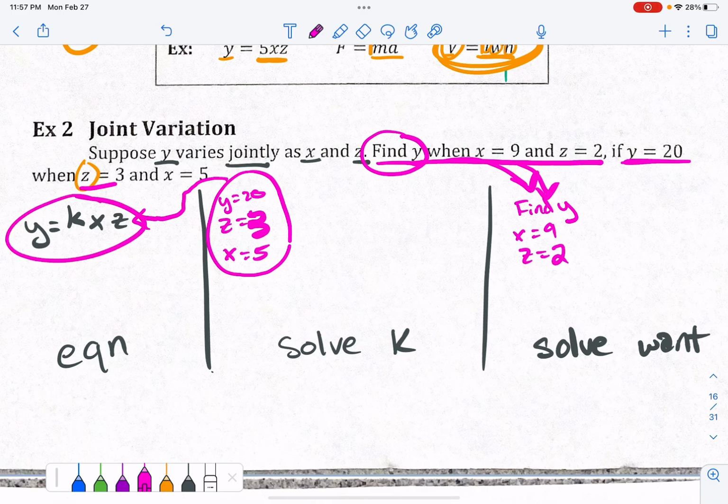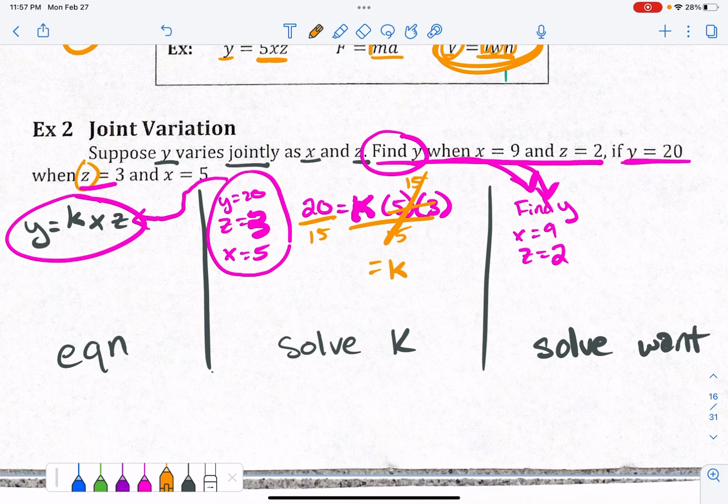So I'm going to plug those numbers in here. I know y is 20. K is what I'm solving for, so I'm going to leave it as k. And x is 5 and z is 3. Okay, so 5 times 3 is 15, and if I divide by 15, that will give me what k is. And let's see, 20 divided by 15, I could divide both of those by 5, so 4/3. I'm going to leave it as 4/3. It's like 1.3 repeating is what k would be. So I'm going to leave it as 4/3 because that's what 20 over 15 will reduce to.